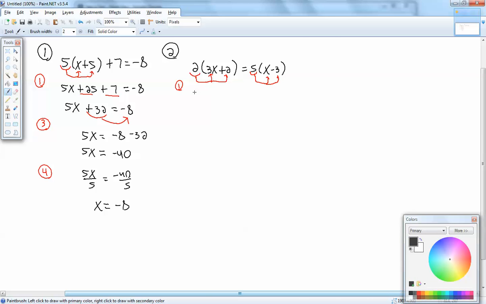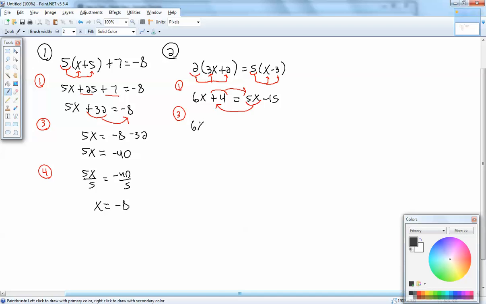2 times 3x gives us 6x. 2 times 2 is 4. 5 times x is 5x. 5 times negative 3 is negative 15. Step 2, get rid of fractions. Don't have any. Step 3 is get everything with an x on one side and numbers on the other. So I'm going to take this 5x and move it to the left side. And I'll take this 4 and move it to the right side.